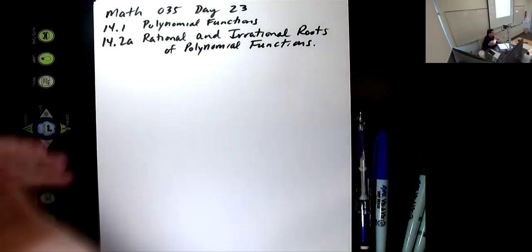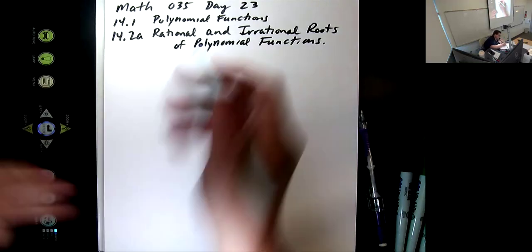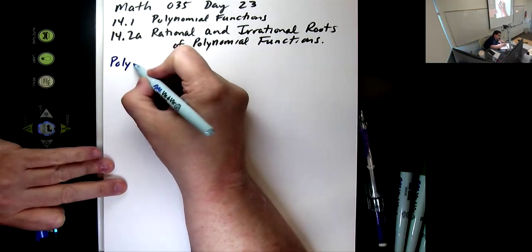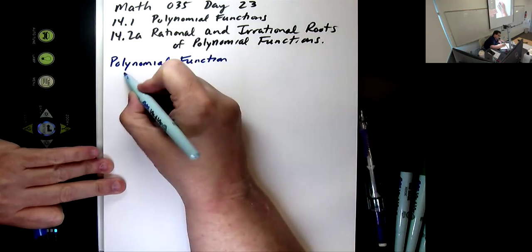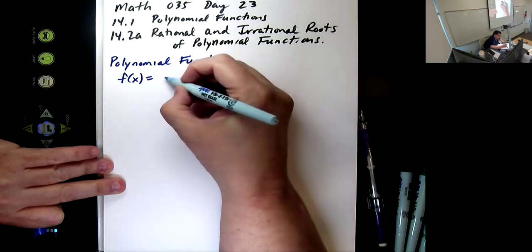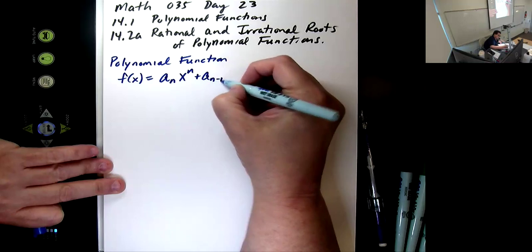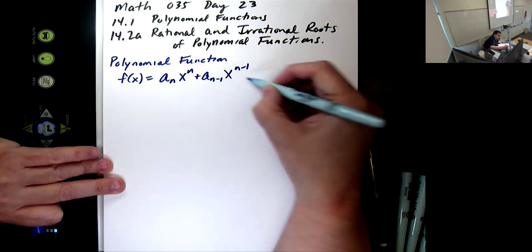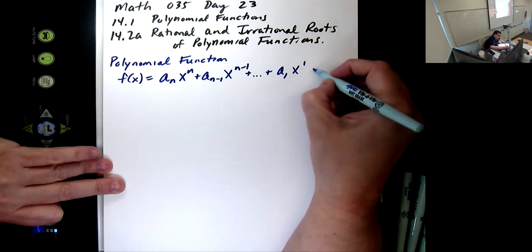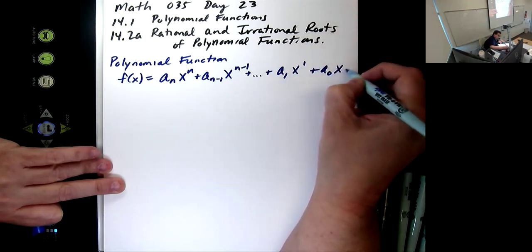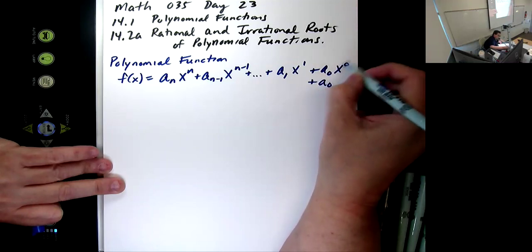So back to this. What's a polynomial function? A polynomial function looks like something like this. We have f of x equals a_n x to the n plus a_(n-1) x to the n minus 1, and we get down to a_1 x to the 1 plus a_0 x to the 0, or just plus a_0, because x to the 0 equals 1.